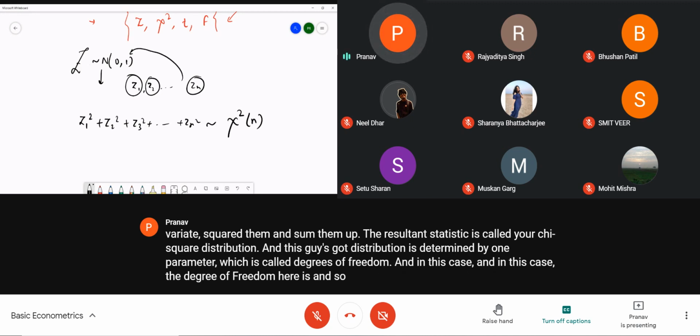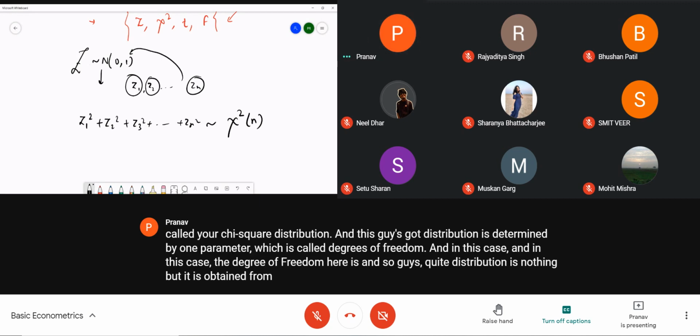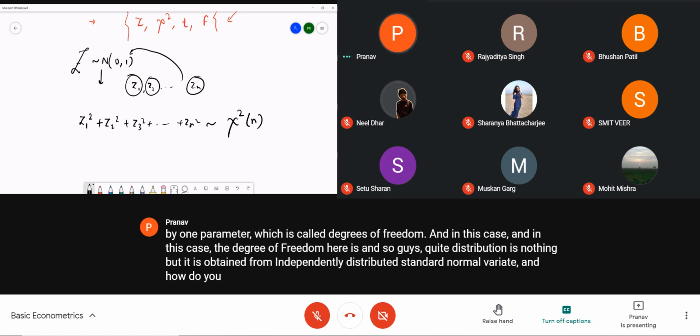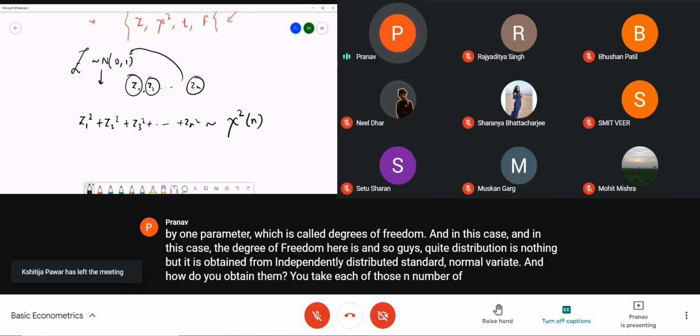So chi-square distribution is nothing but it is obtained from independently distributed standard normal variate. And how do you obtain them? You take each of those n number of standard normal variate.